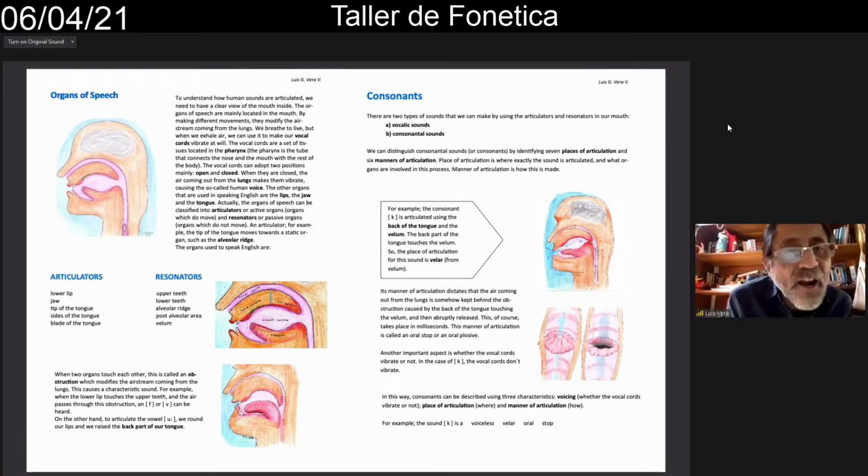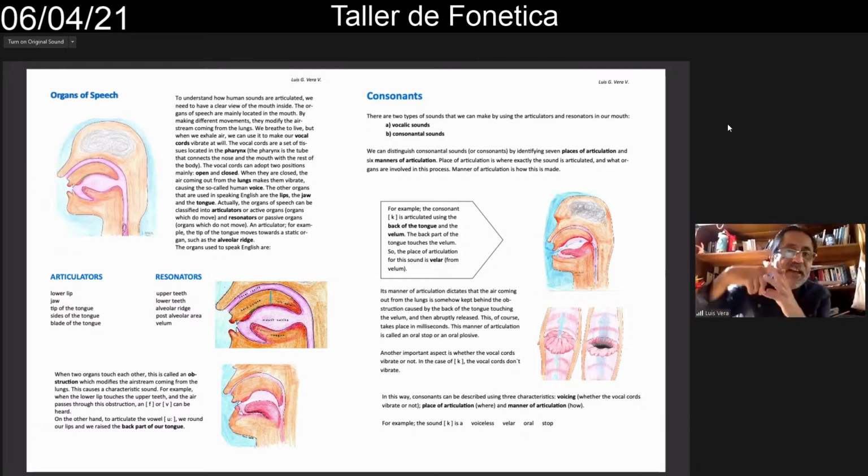And in this case, what are the two organs that are together to make the sounds? Answer, please. The lower lip and upper teeth. Excellent. So we can say that the lower lip touches the upper teeth. That is the place of articulation, right? And manner of articulation is how the sound is made.